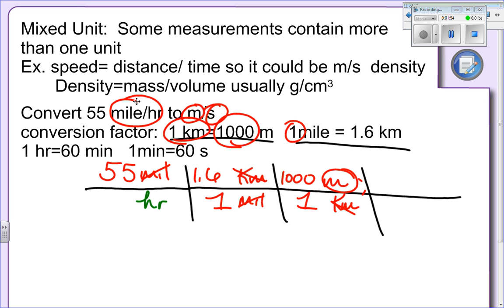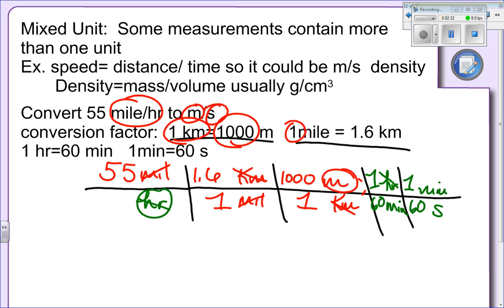Now I'm going to deal with time. To deal with the time unit, I'm going to convert hours. Since hours is on the bottom, I need to put it on top so it will cancel. So I'm going to write hours on top, and I'm going to write minutes on the bottom. And we know from time that 1 hour is 60 minutes. So then the same deal, the hours cancel. But I'm not quite there yet. I need seconds on the bottom. So I'm going to put minutes on top, seconds on the bottom, and I know that for every 1 minute, there's 60 seconds.